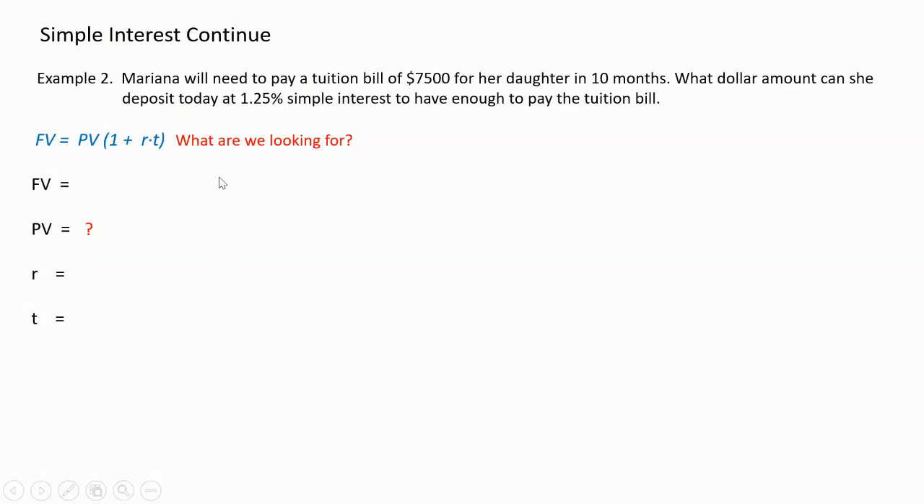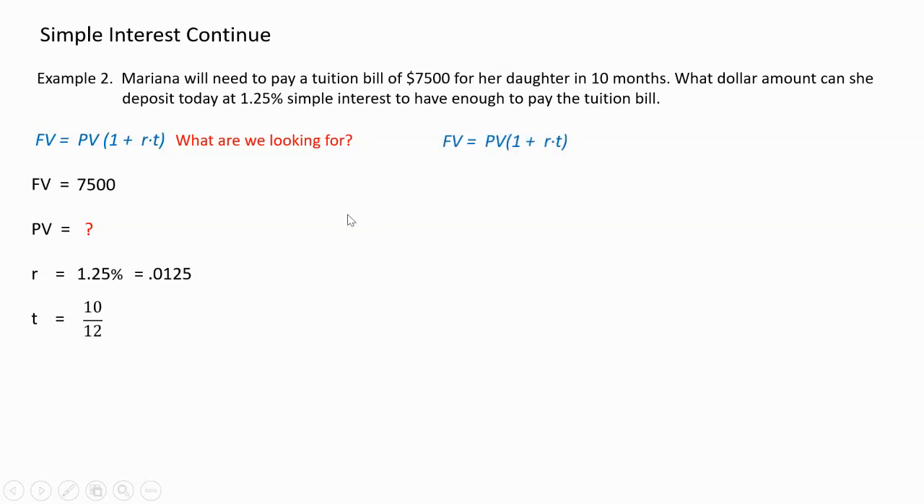Okay. So after that, we extract all the info. The future value that she needs to pay in 10 months is $7,500. The interest rate is 1.25%, which will give us 0.0125. And the time is in months, so it's 10 months. Remember what I mentioned on the second slide, the time has to be in years. So it's going to be 10 divided by 12.